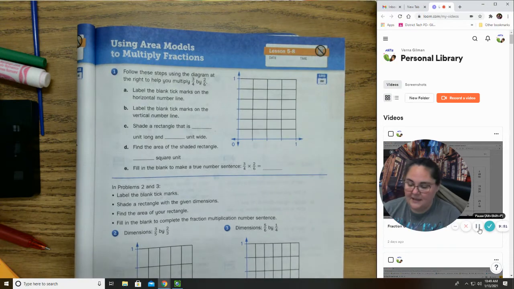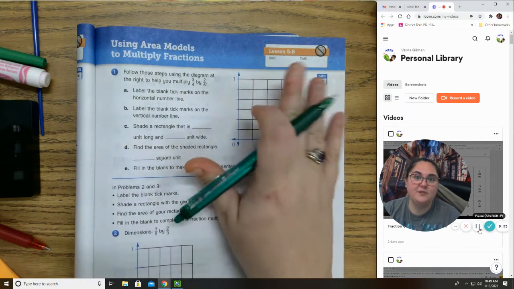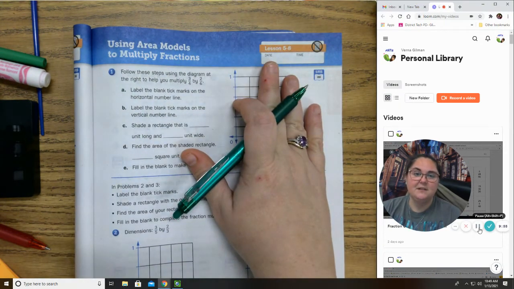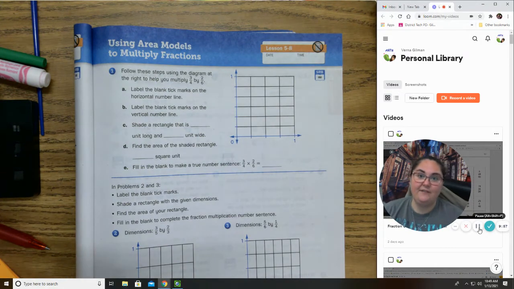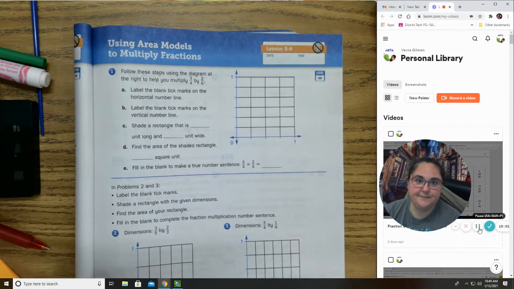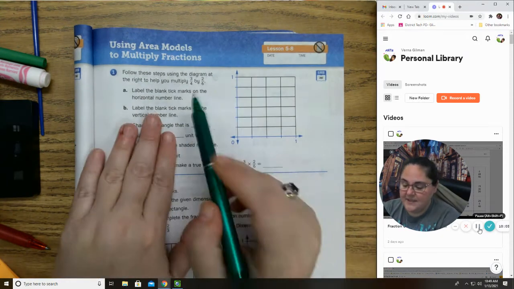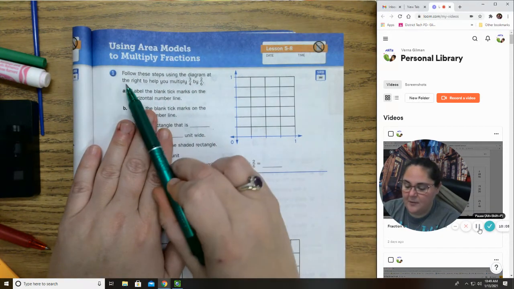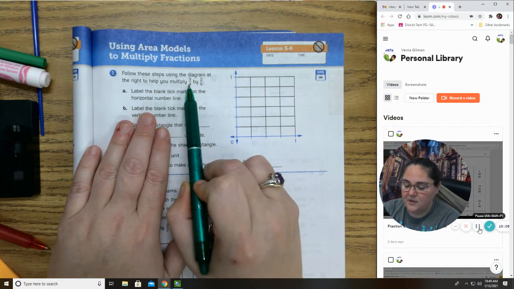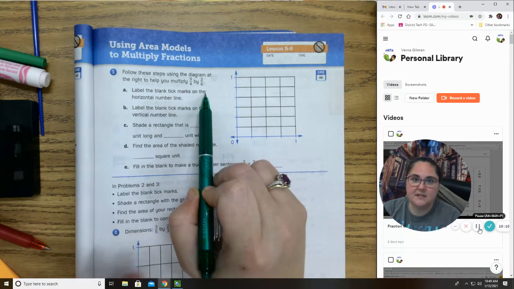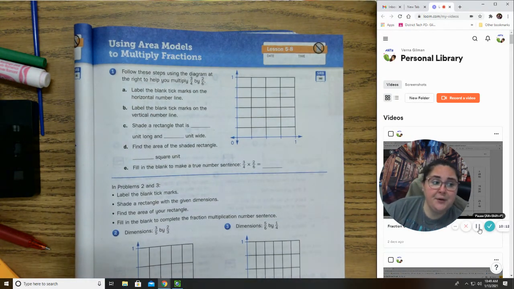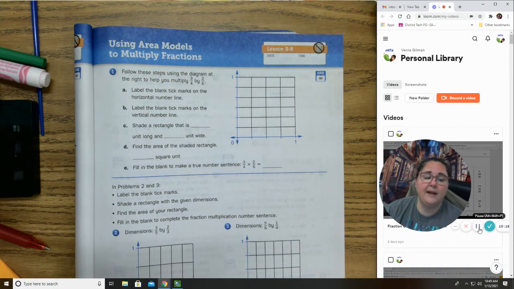This time, it's not labeled, but the lines are drawn for us at least. Sometimes they won't draw the lines. They're just going to give you a blank piece of paper or a blank square. So at least they drew the lines. Okay? So it says, follow these steps using the diagram at the right to help you multiply 3/4 times 2/6. Now, do we know how to do 3/4 times 2/6? Absolutely.